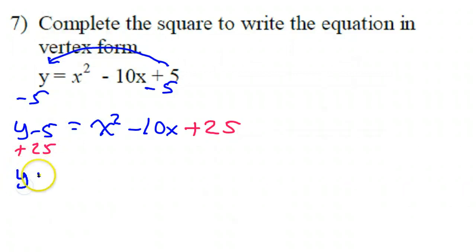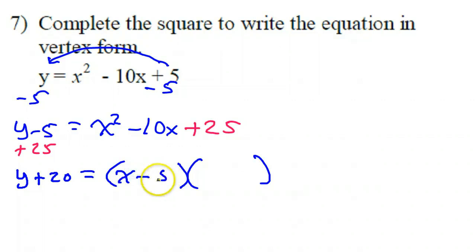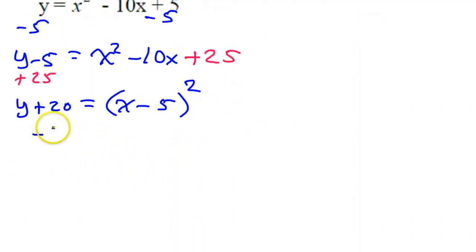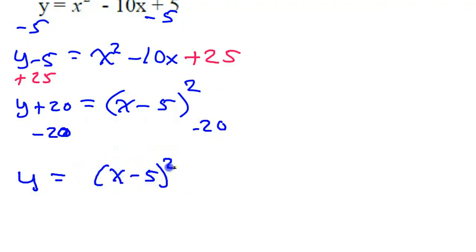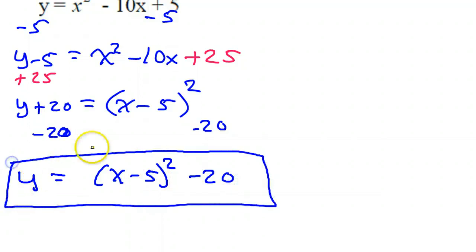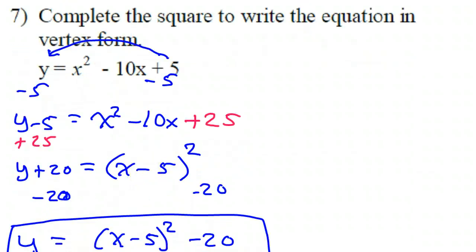Okay, so we've got y plus 20 is equal to, now this is going to factor as the same thing twice, so x minus 5 times x minus 5. Does that get it done? Yep. But let's go ahead and write this more compactly as x minus 5 squared. Okay, so subtracting 20 from both sides yields the final answer. So we've got y equals x minus 5 squared minus 20. Okay, that was number 7.